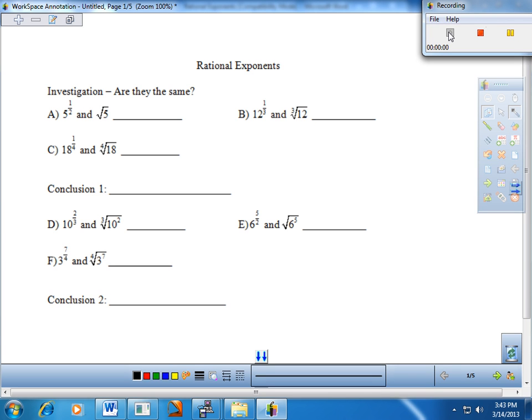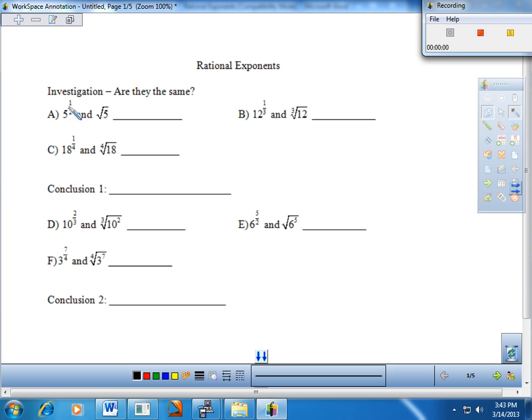Welcome. Today's notes worksheet is entitled Rational Exponents. By rational, what we mean is a number that can be written as a fraction of two integers, kind of like this. And so what we're going to be seeing all the way through the notes worksheet is really fractional exponents. We're going to start out with a little investigation.